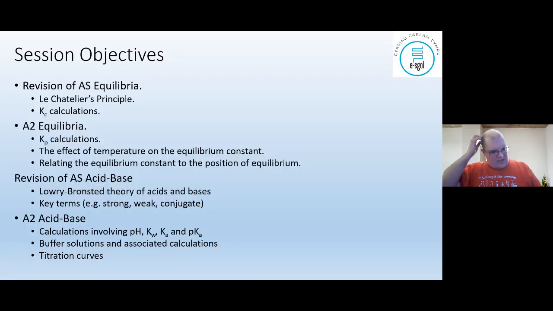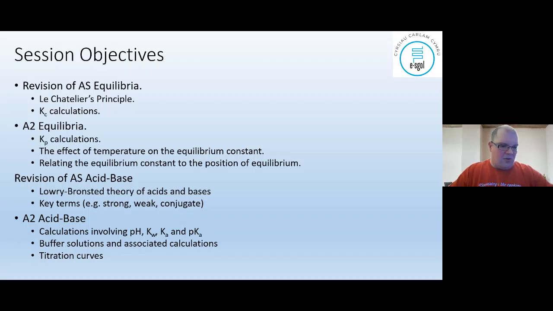So our session objectives today are to do a bit of revision on AS equilibria. That includes Le Chatelier's principle and Kc calculations, the equilibrium constant for concentration calculations. Then we're going to look at A2 equilibria, including Kp, which involves pressure, the effect of temperature on the equilibrium constant, and relating the equilibrium constant to the position of equilibrium.